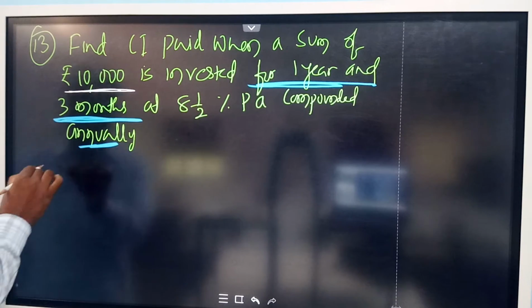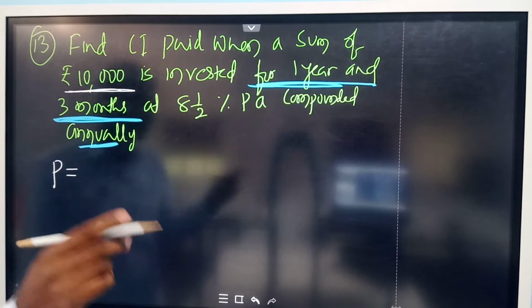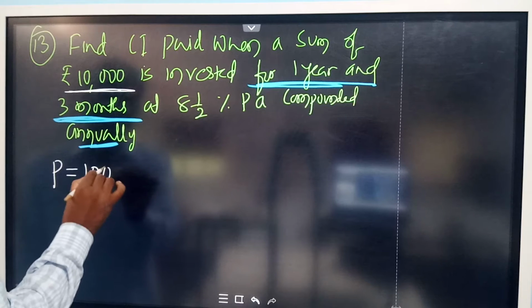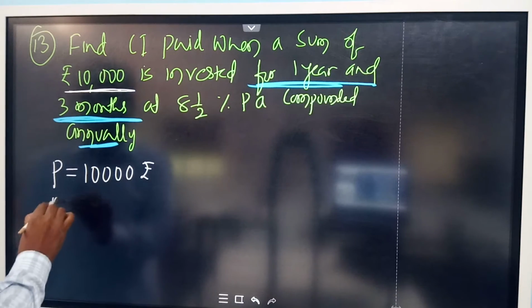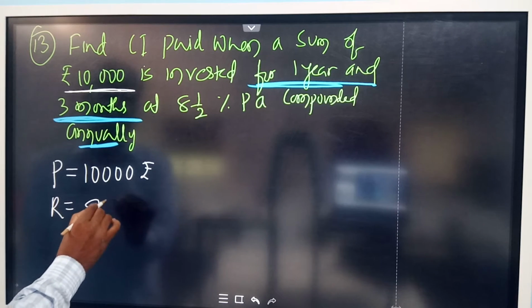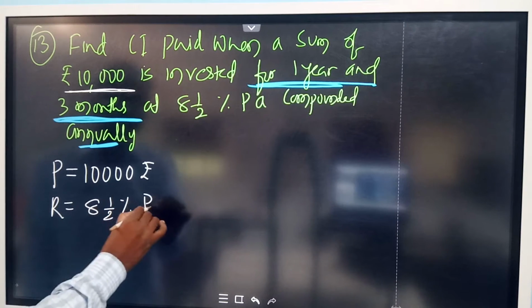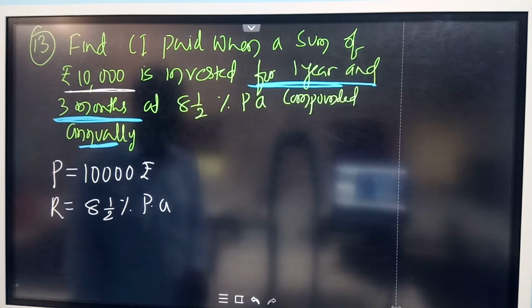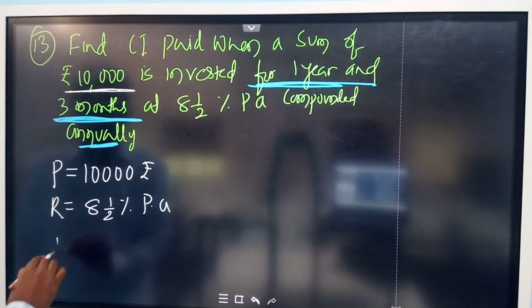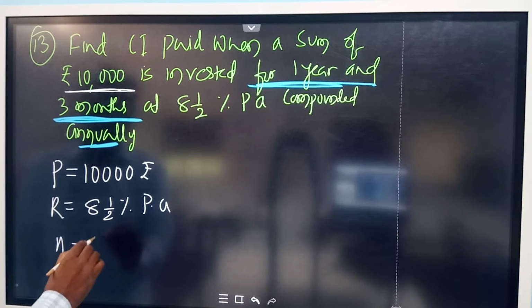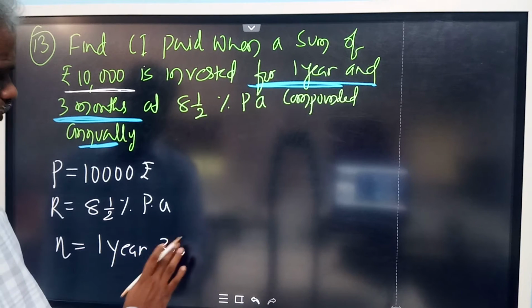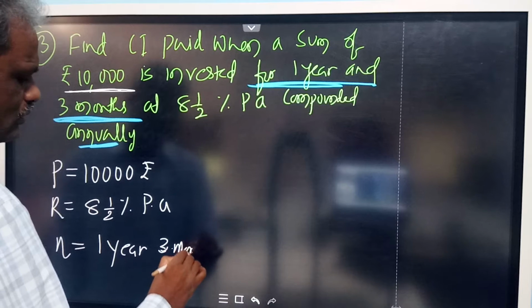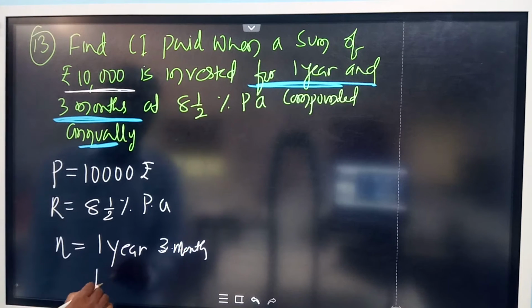See here the principal, very important thing to observe here, principal here is 10,000 rupees. Then the rate of interest is 8.5% per annum, given, and here n, time, 1 year, 3 months. If you write directly 1 year, 3 months, then how do we handle 3 months?